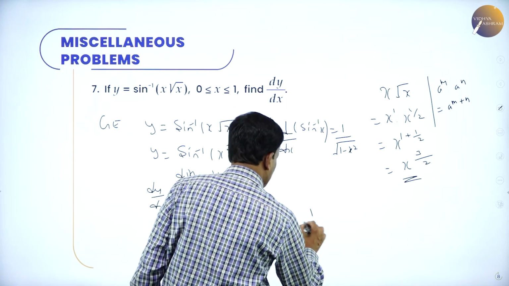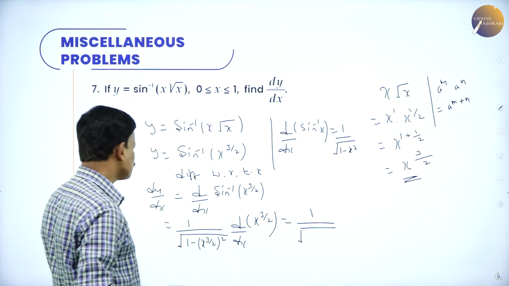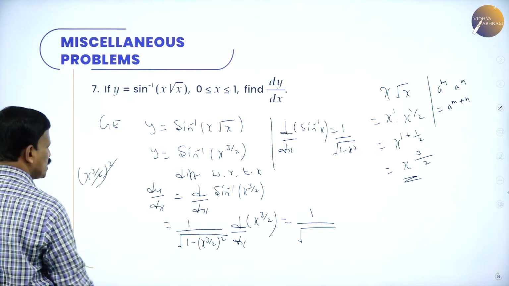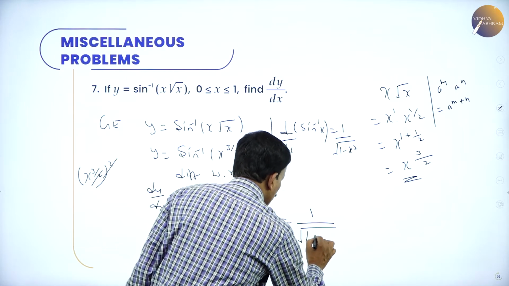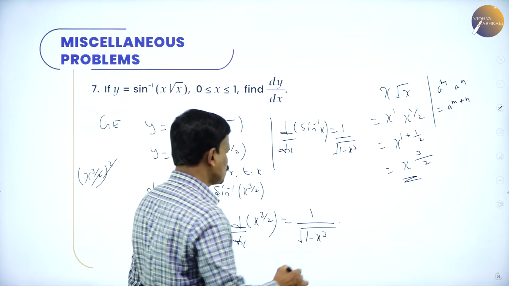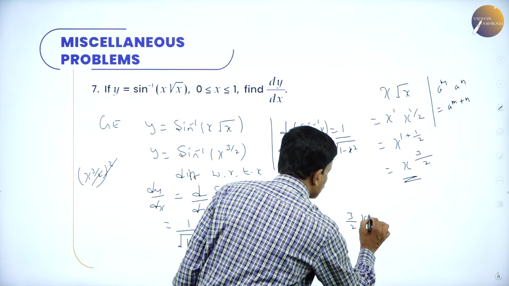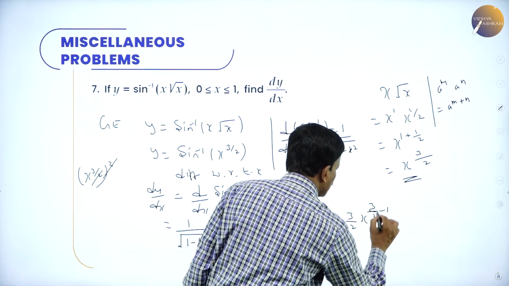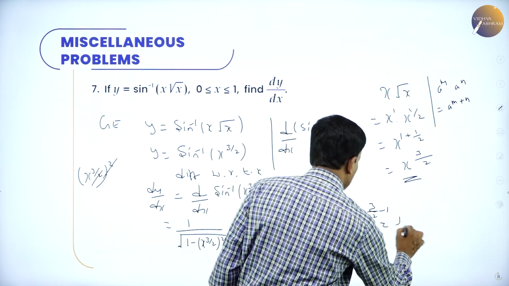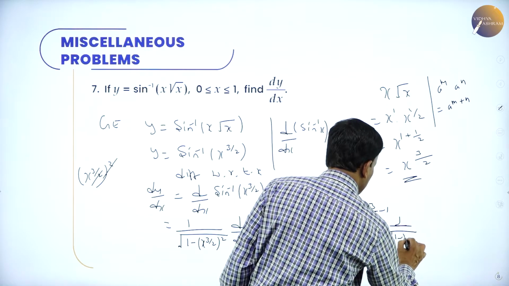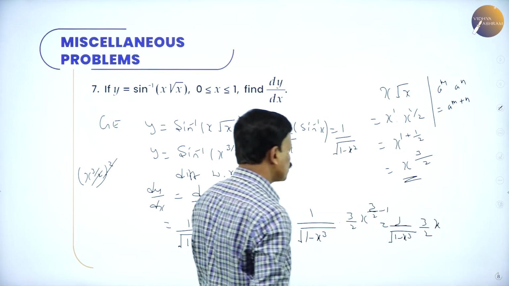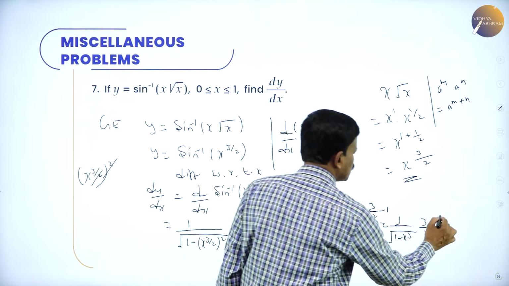Now here this can be written as 1 over root of 1 minus x to the power of 3 by 2 whole square, means this 2 and 2 get cancelled. You will get 1 over root of 1 minus x cube into differentiation of x to the power of 3 by 2, nx to the power of n minus 1, that is 3 by 2 x to the power of 3 by 2 minus 1. This is equal to 1 over root of 1 minus x cube into 3 by 2 whole to the power of x to the power of, take LCM, 2 ones are 2, this is nothing but 1 by 2.